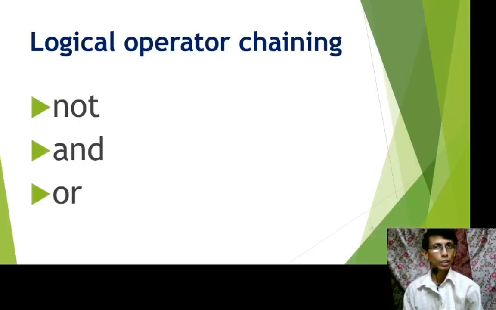Now let's see logical operator chaining. So there are three logical operators. I've told you, not, and, or. But you have to remember that they are not in the same precedence level. Not has the higher precedence, and has the second precedence, and or has the last precedence level. So not will be evaluated first, then and, then or. You have to remember this.